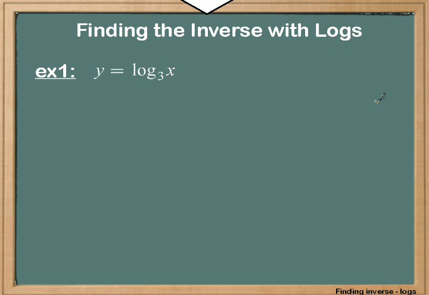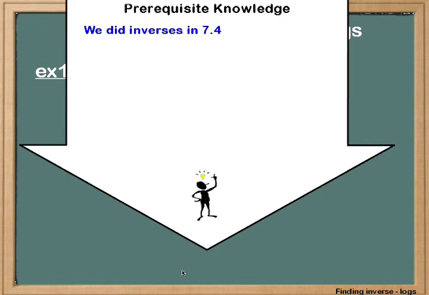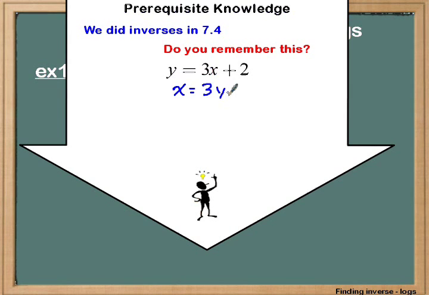Now we're moving on to something that's more familiar to you, and that is finding the inverse of something. Because back in 7.4, we did this. Do you happen to remember? y equals 3x plus 2. If we were asked to find the inverse of that, we would simply change where the x and the y are, and it would look like x equals 3y plus 2. Then we have to get y by itself, so we'll subtract 2 from both sides. And then we have to divide out the 3, and we get y equals (x minus 2) over 3, and that would be the inverse.